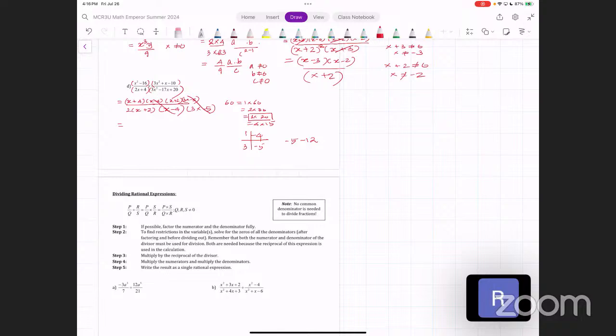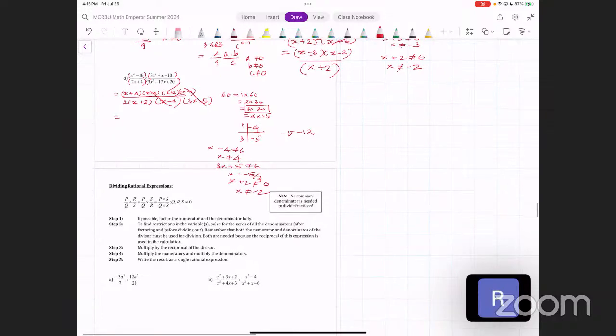So x minus 4 cannot be 0, so x cannot be 4. 3x plus 5 cannot be 0, so x cannot be negative 5 over 3. X plus 2 cannot be 0, so x cannot be negative 2. So those are the restrictions.